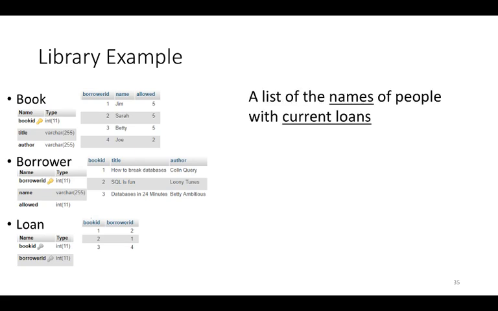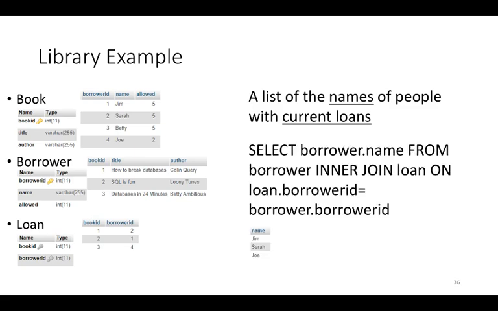So let's have a look at a couple of real-world queries, how we do it. The first question is, give me a list of names of people who have current loans. If I said, give me a list of the IDs of people that have current loans, great, select borrower ID from loan, no problem at all. But I've specifically asked for names. So we need some way of relating the tables together.